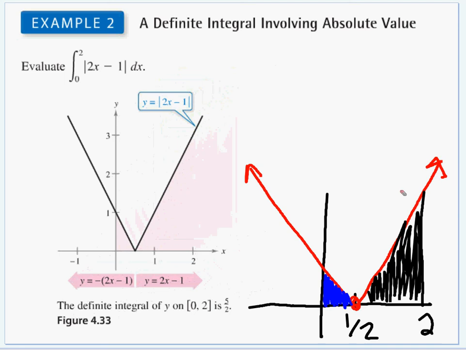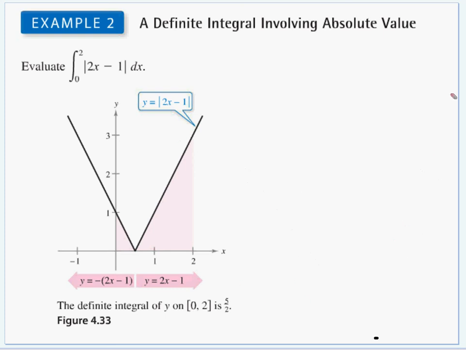Make sure you do sketch this down in your notes, though, somewhere. And I guess we could even compute, we put a 0 in, this height would be a 1. And then if we put 2 in there, this height would be 3. So we could just do this by finding areas of triangles, half base times height, but that's no fun. We're not using calculus if we do it that way.